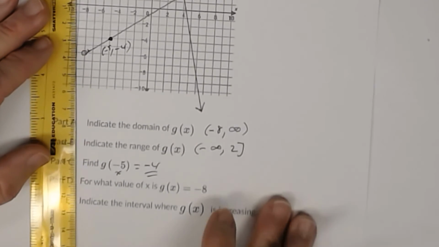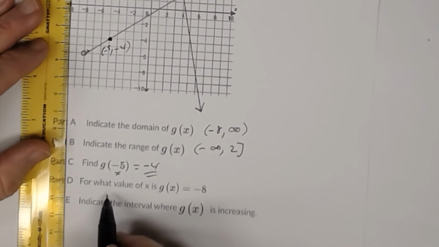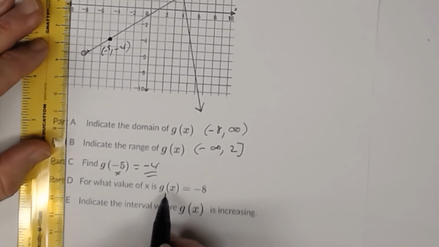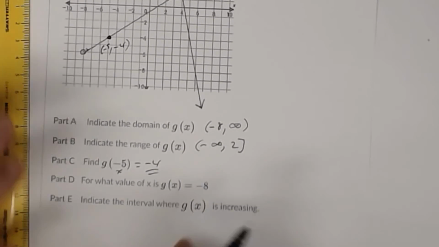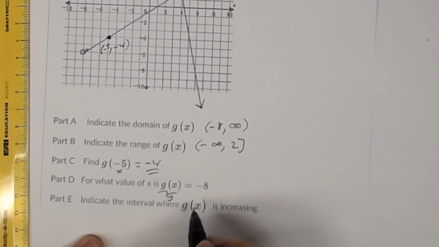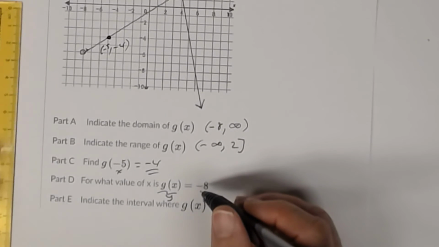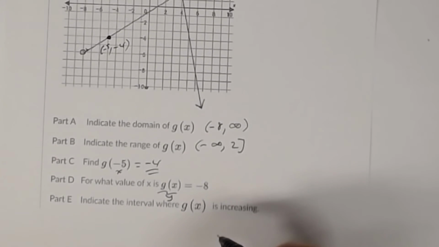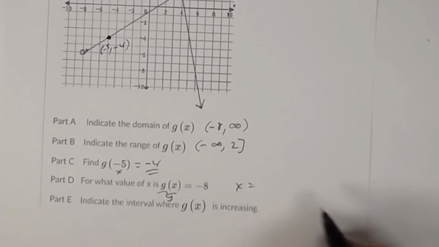Okay. Now this says, for what value of x is g of x equal to negative 8? Now you got to think of it this way. G of x means the same thing as y. So what they're asking you is when y is negative 8, what is the x value? That's the question.